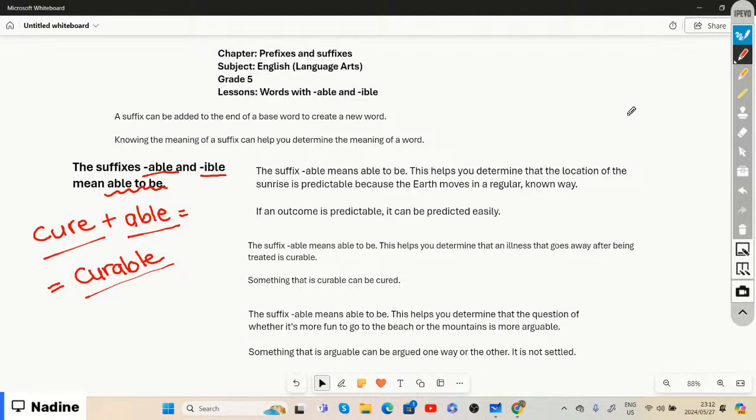Okay. Now we have a word which is predictable. Predictable, right? And remember we said predict. So predictable can be predict plus able, right? Which is predictable. So predict plus able is predictable.